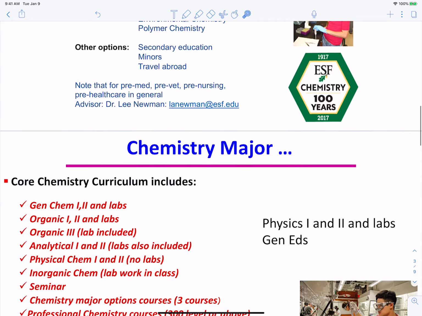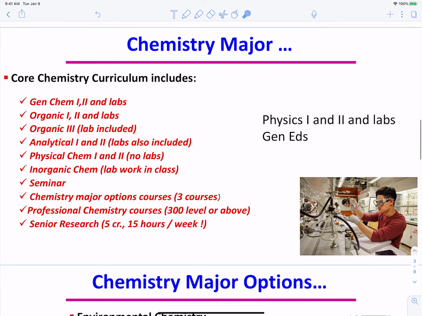So let's look at the details of the chemistry major. The core chemistry curriculum includes general chemistry 1 and 2 with the labs, organic 1 and 2 with the labs, organic 3, which includes a lab, analytical chemistry 1 and 2, which has the lab already included, physical chemistry 1 and 2, which doesn't have any labs associated with it, and then inorganic chemistry, which has lab work embedded within the class. And then there's a senior seminar where you'll talk about opportunities in graduate school, and also some more ideas about careers.